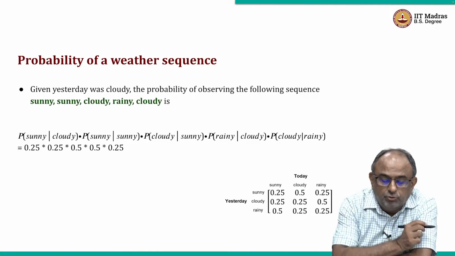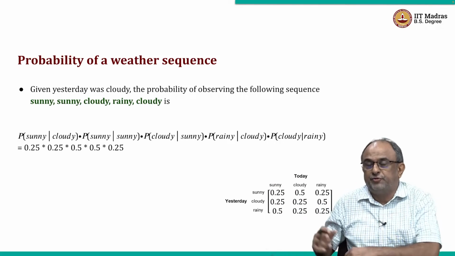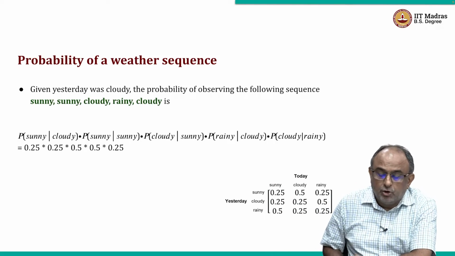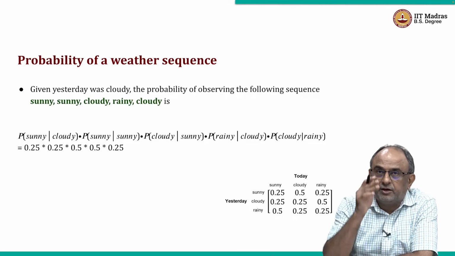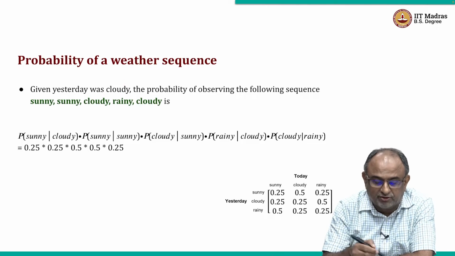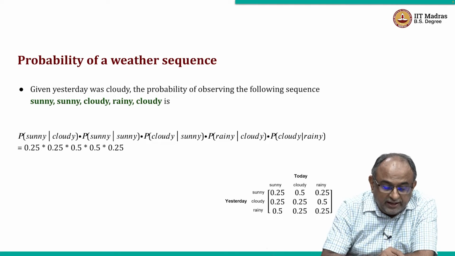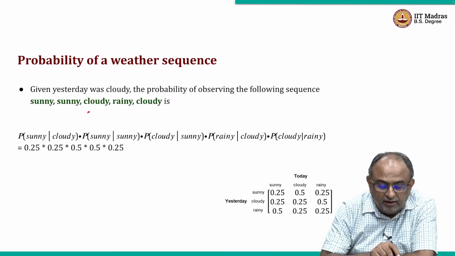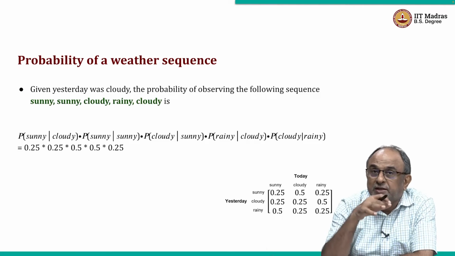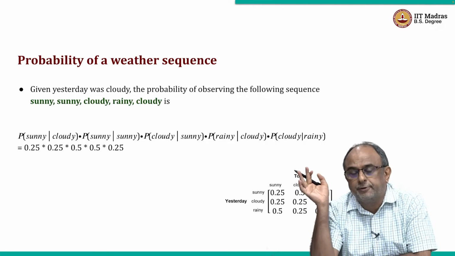Now, after I get this matrix, I can't look into the future, so I am asking: given that yesterday was cloudy, or today is cloudy, whatever it is, which I have already observed, what is the probability that the next 5 days are sunny, sunny, cloudy, rainy, cloudy? Remember, these weather conditions have still not occurred. This is a prediction.